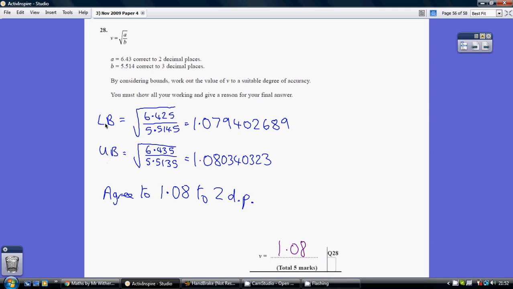So, lower bound, how do we make v as small as possible? Well, in that case, we need to have a as small but b as big as possible. When you have a division, to make it as small as possible, it's small divided by big. So the smallest value that a could be, that rounds to 6.43, correct to 2 decimal places, is 6.425. If you round that, that rounds to 6.43. So that's as small as it can be.